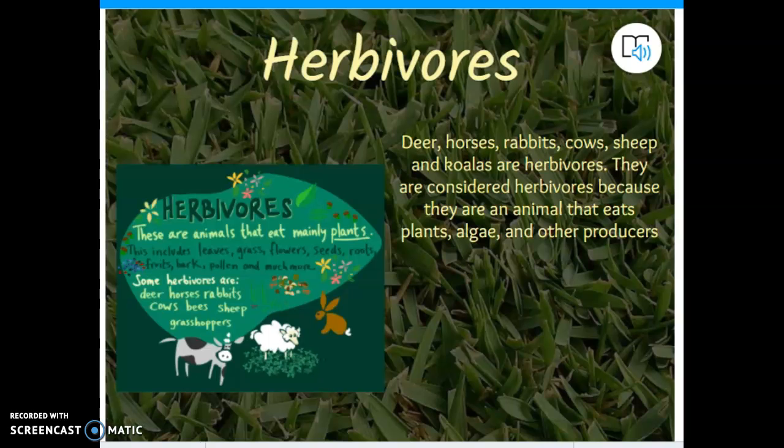Now, let's look at this. Herbivores. Herbivores are consumers that only eat plants. They only eat producers. And that's all that's in their diet.